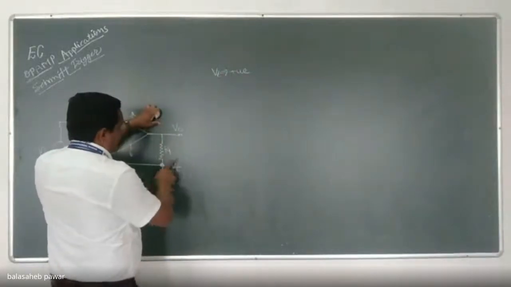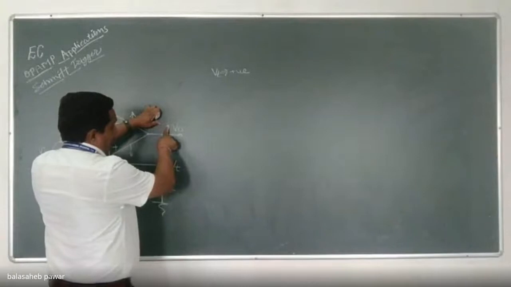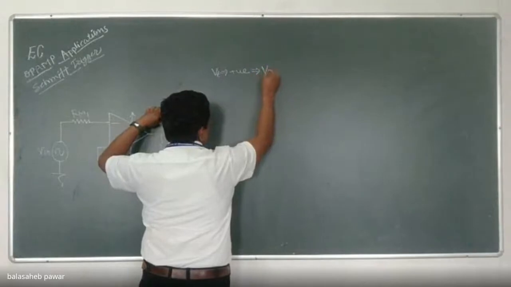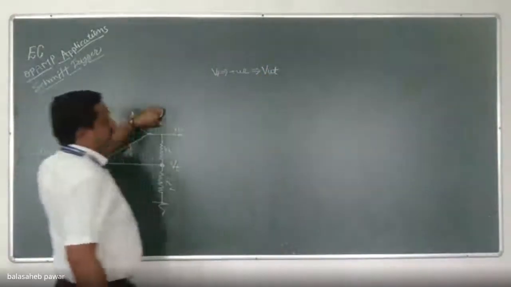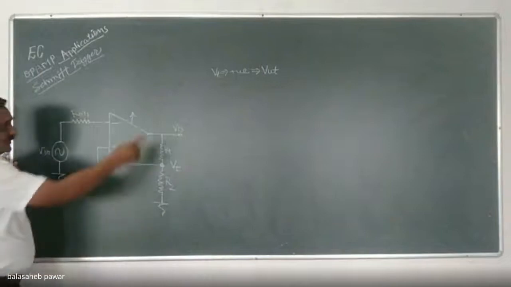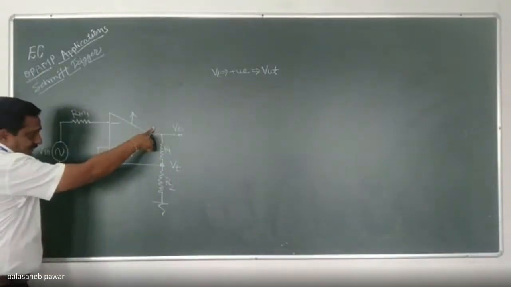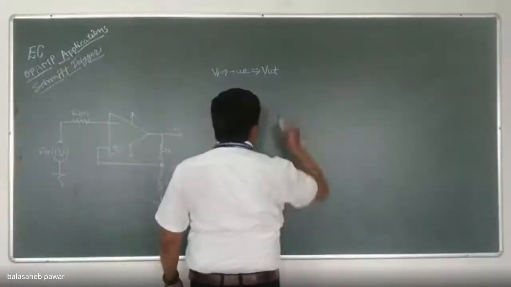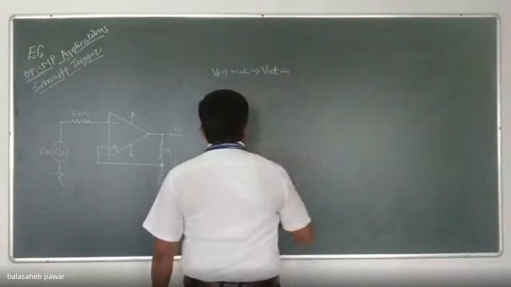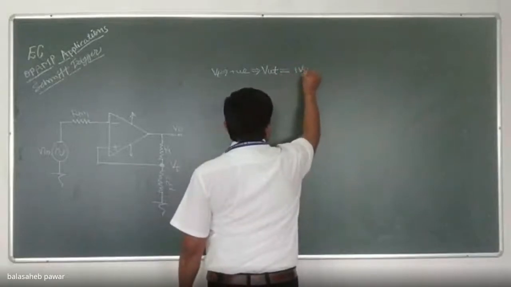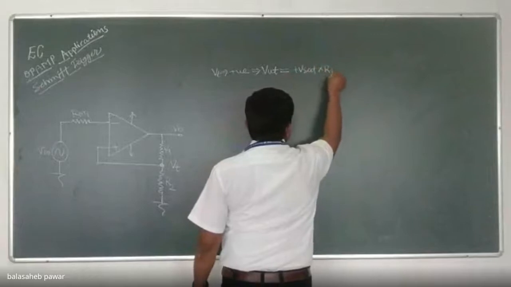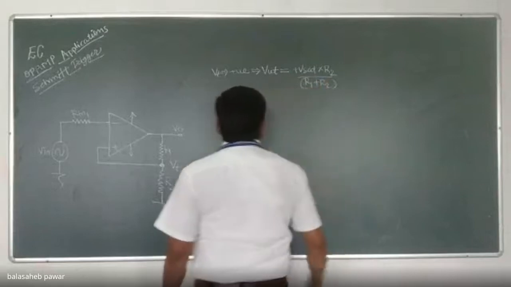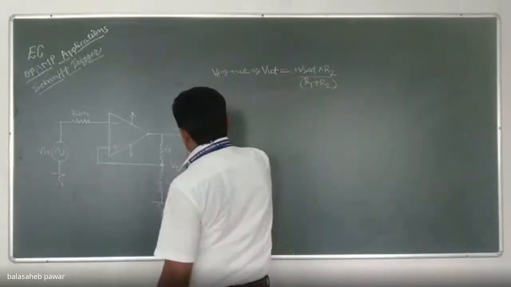Right now, that Vt will be positive, because for that node voltage, what is the source? Output is the source. So that Vt will be positive, which is called the upper threshold voltage, VUT. Remember this one. Due to the positive Vsat, the Vt will be positive, which is known as VUT. And how much will it be? That VUT will be equal to plus Vsat into R2 divided by R1 plus R2. Simple voltage divider rule. What is this plus Vsat? This is nothing but VO.